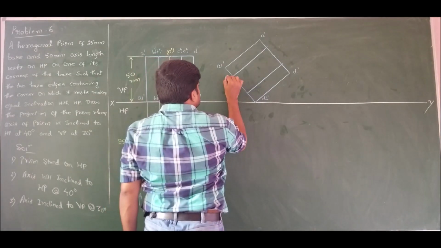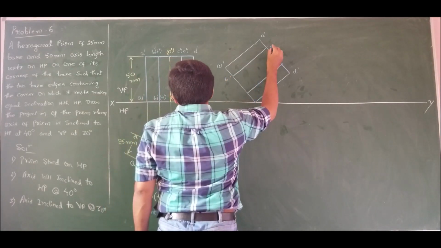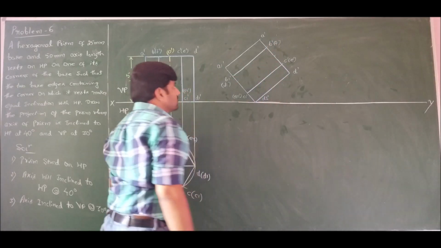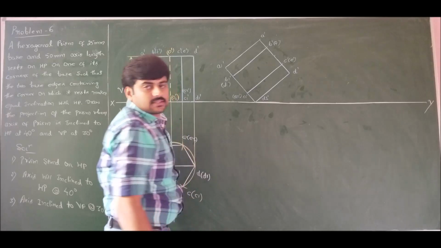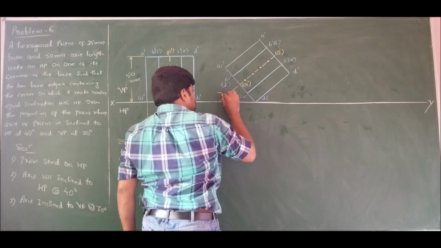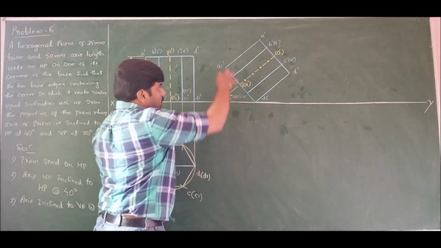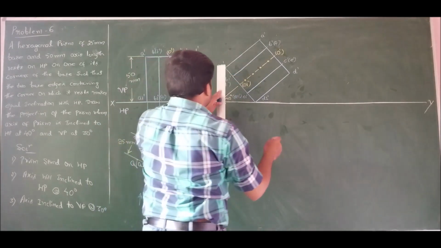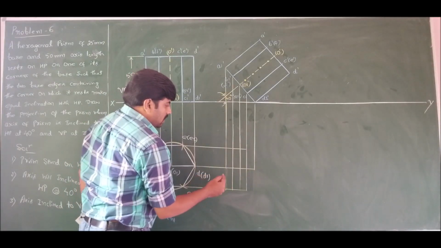Mark all the corners. And also mark the axis. The axis is inclined at an angle of 40 degree. Now take the projection from bottom face both vertically downwards and horizontal. Mark all the base corners.